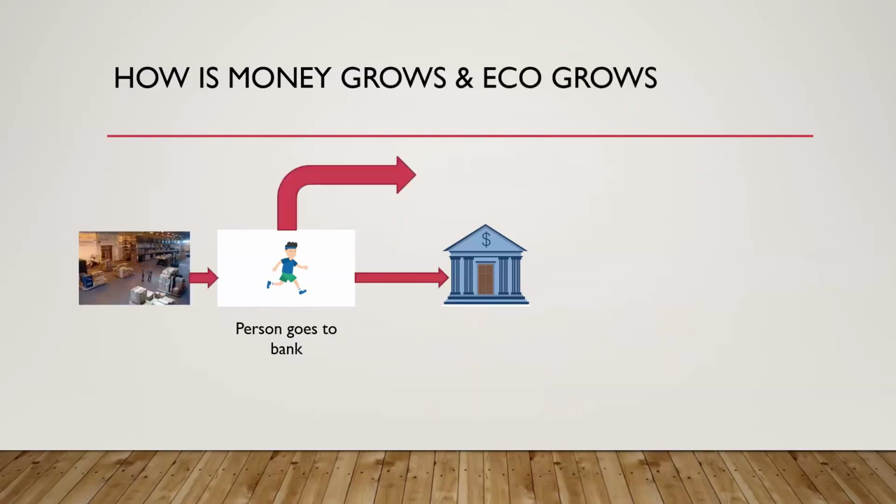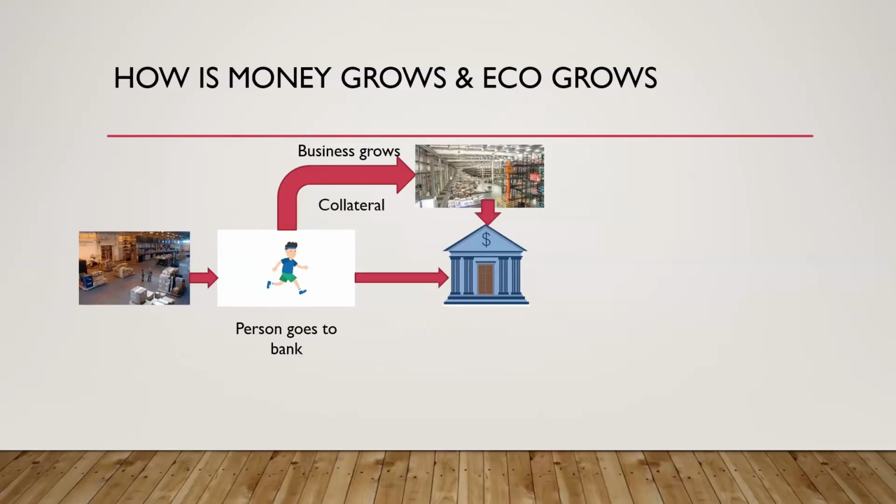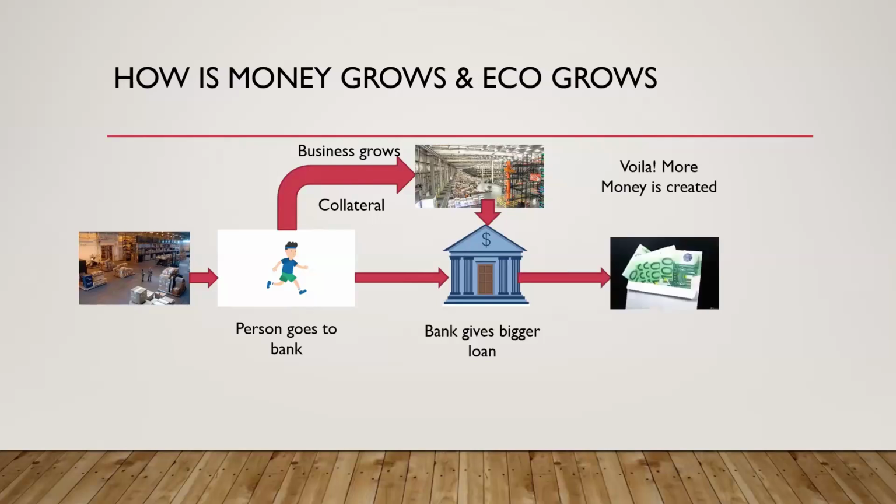Now, as the business of that person grows and he sees more demand for his product, he approaches the bank for more loan. This time, as a result of his successful business, he has a bigger asset to offer the bank as collateral and thus is able to get a bigger loan. And hence, voila, more money is created in the economy.